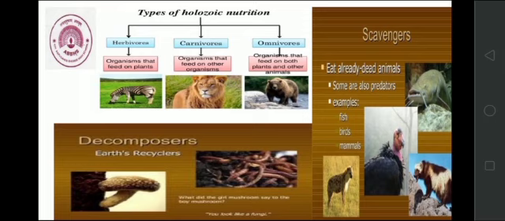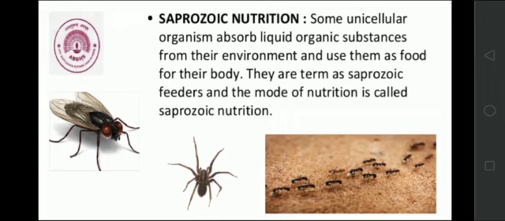Scavengers obtain their food from dead bodies of animals, for example, vulture, crow, and mammals. Decomposers are some microbes which obtain their food by decomposing the dead bodies of organisms or other material. Now here you can see the images of housefly, spider, and ants.